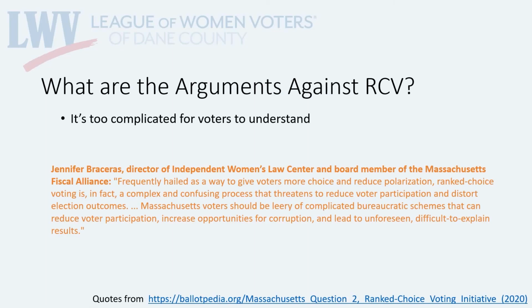The first and most frequent argument heard against ranked choice voting is that it is too complicated for voters to understand. We see here a quote that calls it a complex and confusing process that could lead to reduced voter participation. The quote also mentions difficult to explain results. This argument against ranked choice voting is focused on the fact that ranked choice voting is more complicated than plurality voting, and questions whether voters can understand both how to vote and how the votes are counted.